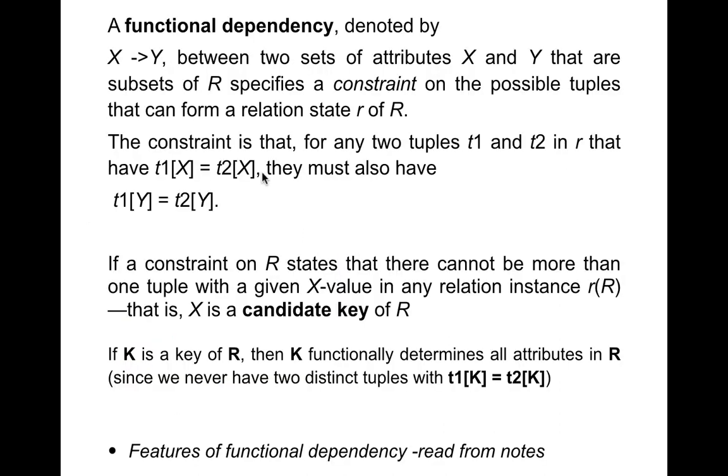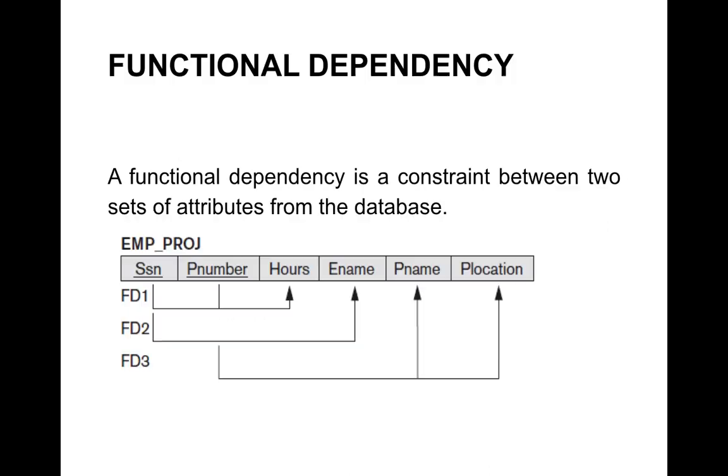So if T1 of X is equal to T2 of X, so T1 of X is 1, that is SSN is 1, and another tuple also has SSN 1, then the Y part, that is X gives Y, that Y part should also be the same. So if there are two projects with, say, project number 5 and its P name and P location are XYZ and Mumbai, if another value 5 occurs, its P name should be XYZ and P location should be Mumbai.